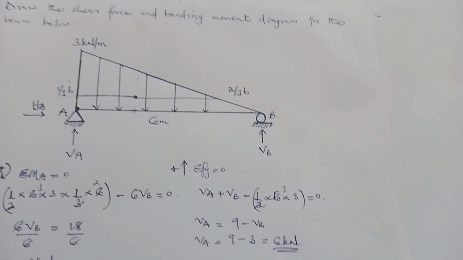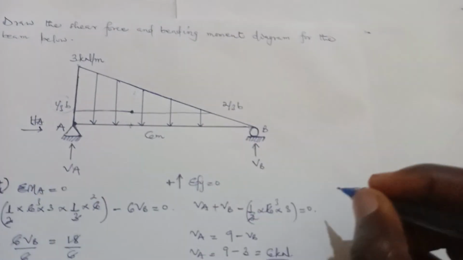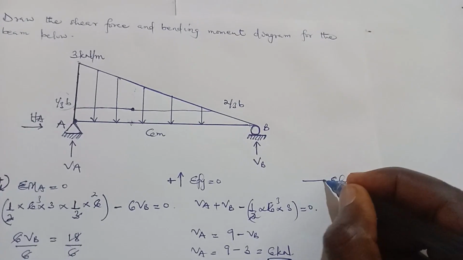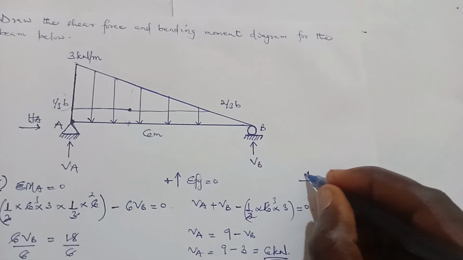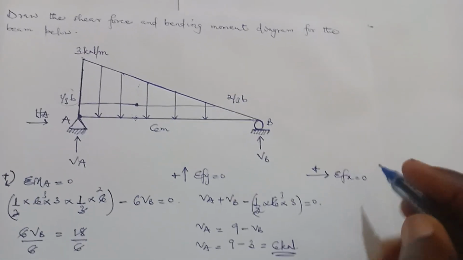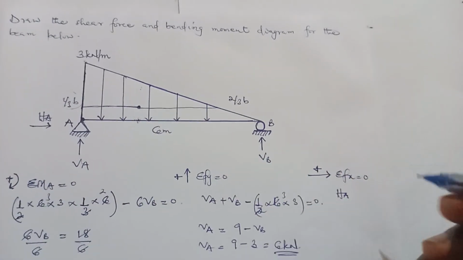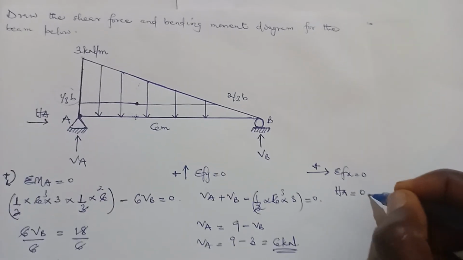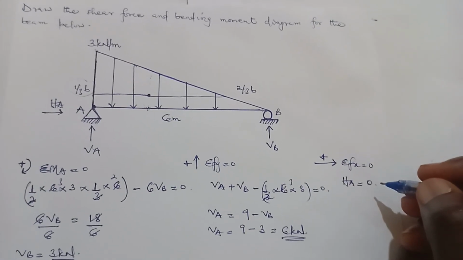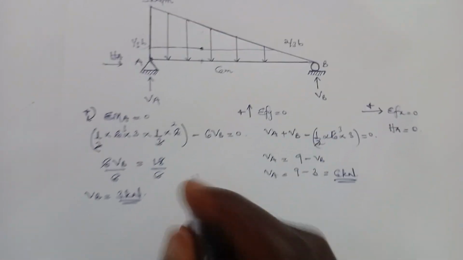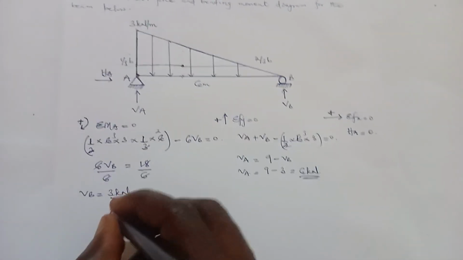Now we have to find the horizontal reaction. So sum of forces in the horizontal direction is equal to 0. So forces moving to the right should be positive. So HA is positive because it's moving to the right side. We equate it to 0 because there is no other horizontal force. And these are the support reactions. So now we can go ahead and calculate the shear force.